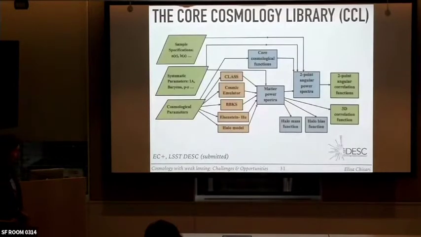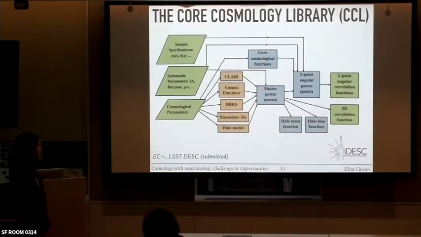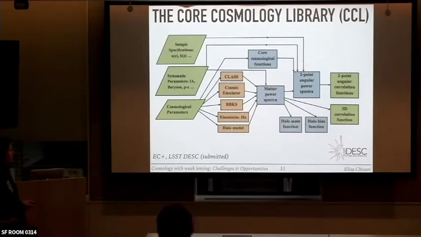It's a public product of the collaboration, and you can all download it and use it. What the library does is it takes as input some cosmological parameters, some sample specifications for your survey. So for example, the redshift distribution of galaxies, or some assumptions about what the bias of those galaxies are, and then some systematic parameters like intrinsic alignment amplitude, a model, some parameters for how you're modeling the baryons, and something about the photometric redshift model.